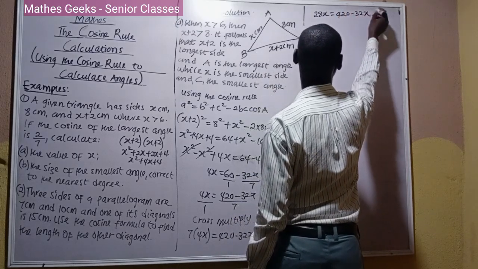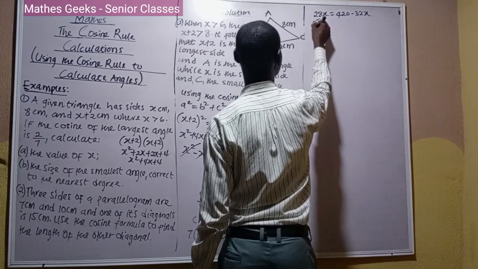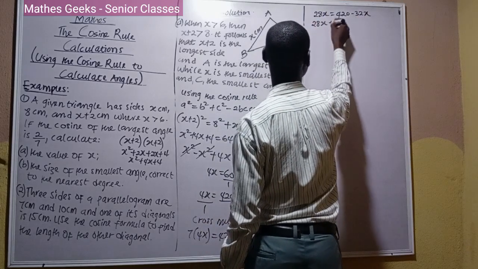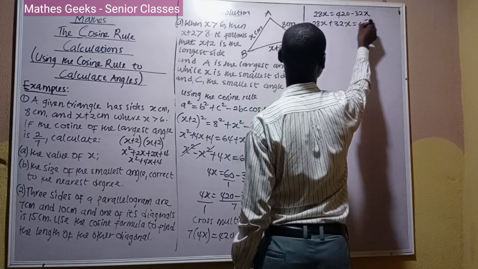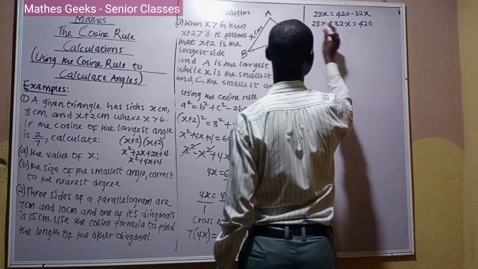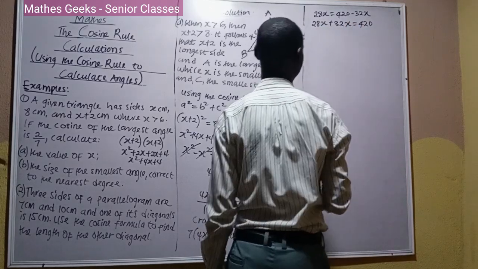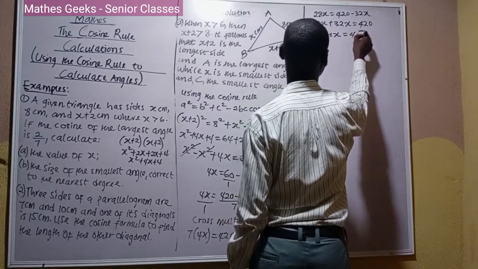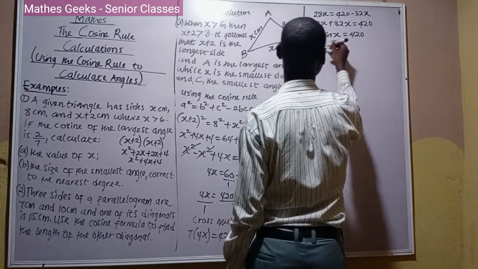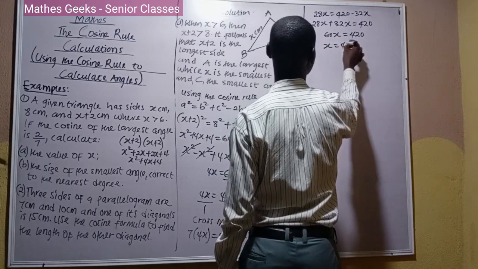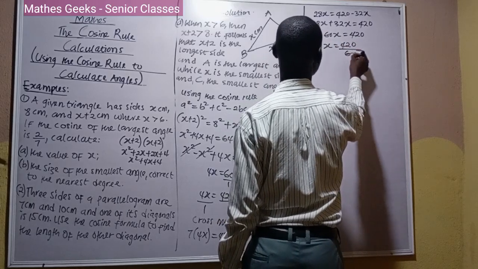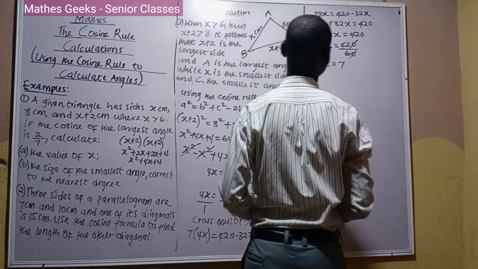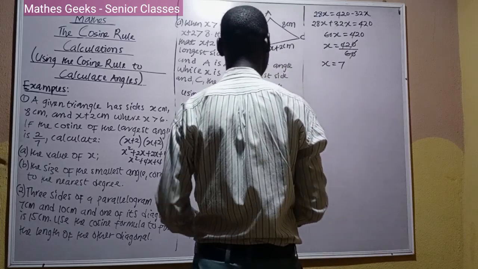So collect like terms. 28x, this will come to the side to give us plus 32x, that's equal to 420. 28x plus 32x will give us 60x. 60x gives us 420. So x equals 420 divided by 60. So x is equal to 7. The value of x is equal to 7.